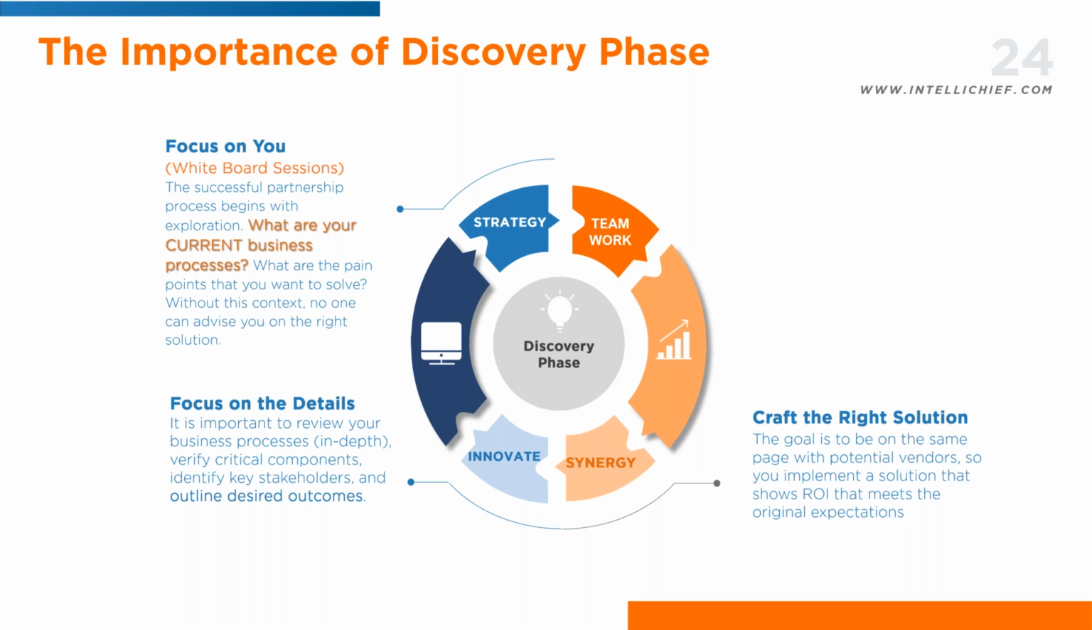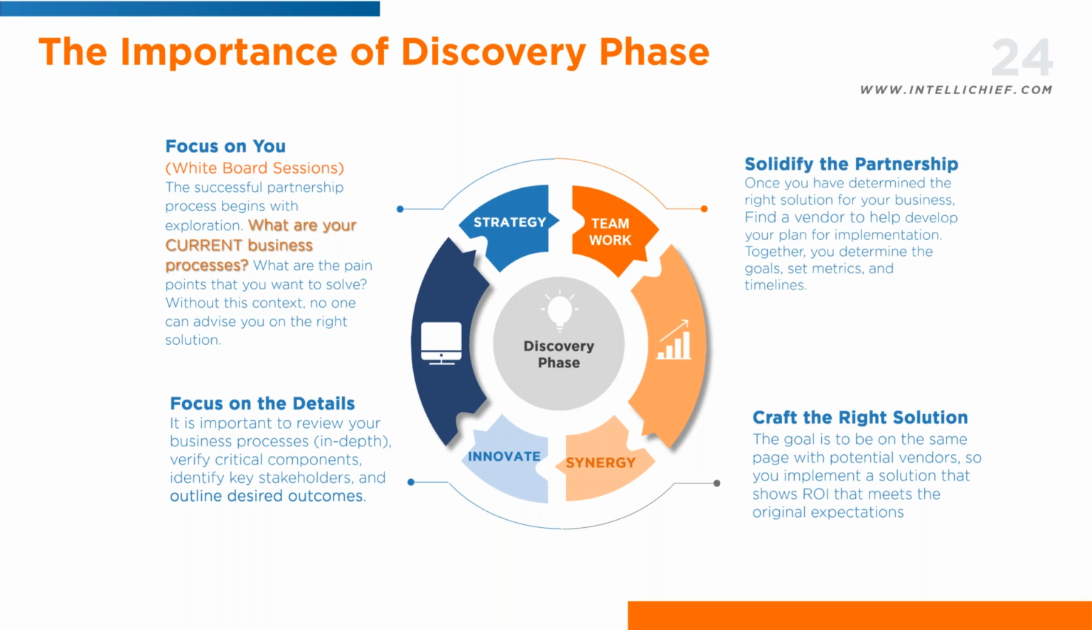But it's usually those details of when things don't follow that path that you have to build in that redundancy to say what to do when those things happen. The goal, obviously, is to be on the same page with whomever your potential vendor is so that when the solution's implemented, not only from an ROI perspective, but also from your expectation perspective, the problems that we identified are now solved or partially solved as much as they can be.